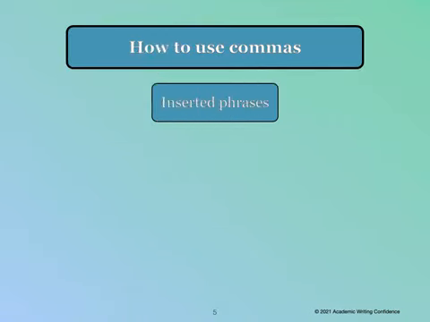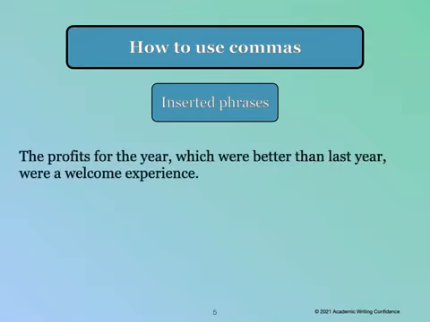One more way that we use commas in sentences is with inserted phrases. Now, in this sentence, the profits for the year, which were better than last year, were a welcome experience. You can see the commas used between the phrase, which were better than last year. Now, you need to have a comma before the phrase and after the phrase. The commas show that this information has been added to the main sentence. The profits for the year were a welcome experience.